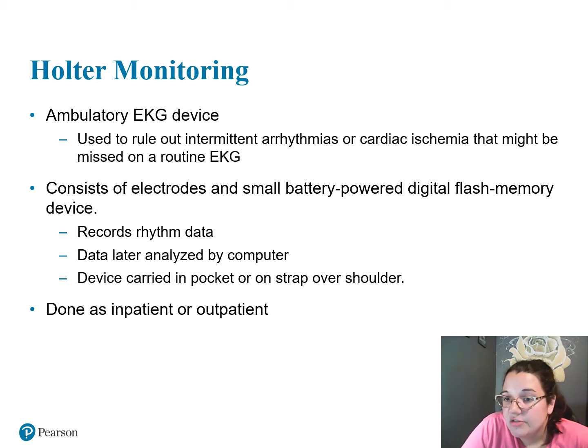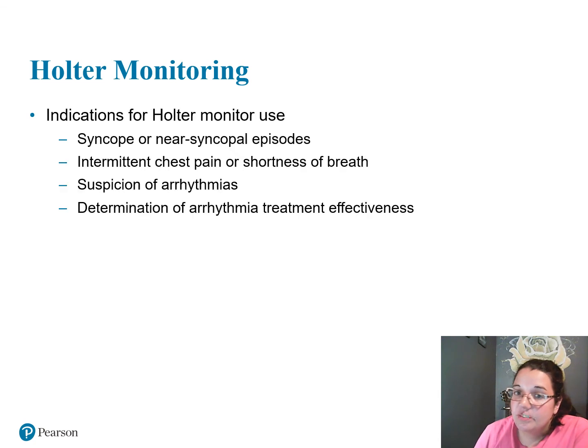It can consist of electrodes and a small battery-powered digital flash memory device. It records the rhythm's data, data that can later be analyzed by computer, and the device is carried in a pocket or on a strap over the shoulder. It is done both in inpatient and outpatient settings. So ambulatory EKG, it is used to rule out arrhythmias that might have been missed on a routine EKG. It is battery powered by a digital flash memory device. It can be carried in the pocket or over the shoulder, both inpatient and outpatient.